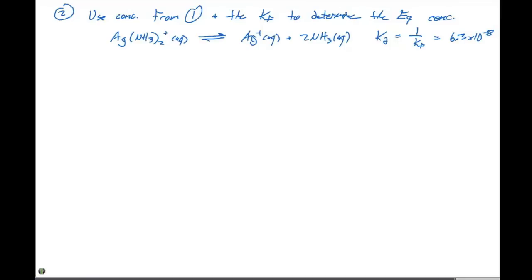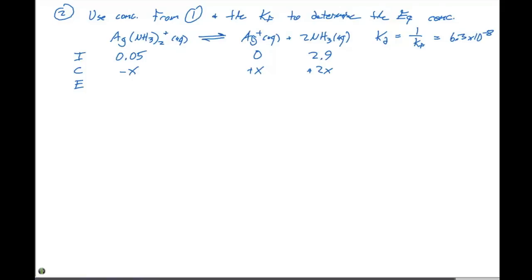So now we can look at an ICE table, and the initial concentrations are going to be the concentrations from that first step. We know that we have 0.05 molar in the complex ion. There's going to be 0 silver present, and the ammonia concentration is initially 2.9. We're going to allow this to reach equilibrium. So we're going to have plus X for the silver and plus 2X for the ammonia, and then minus X for the complex ion concentration.